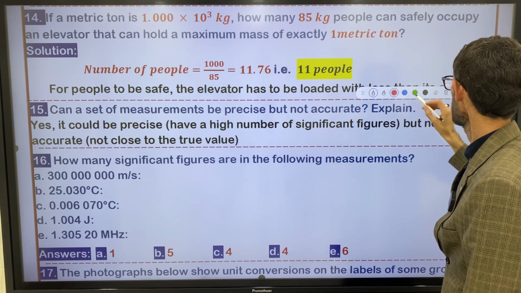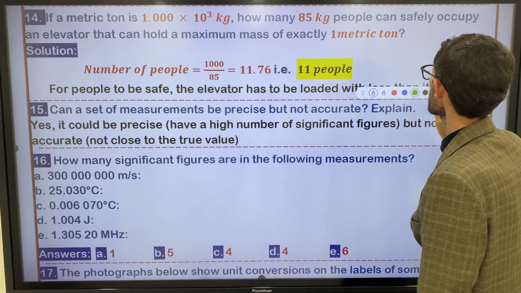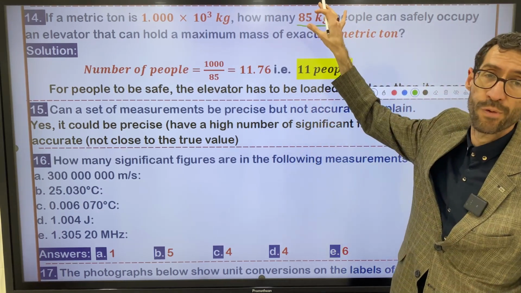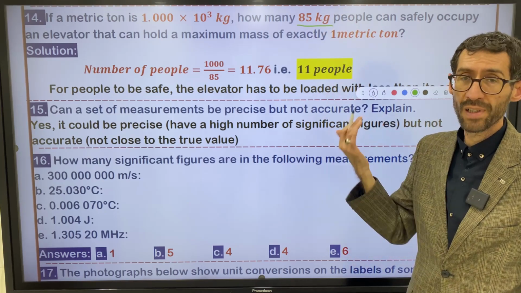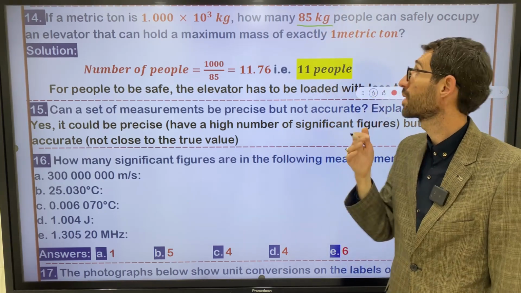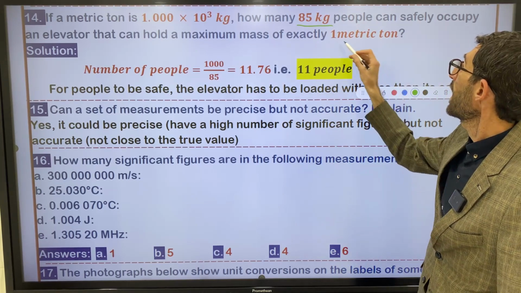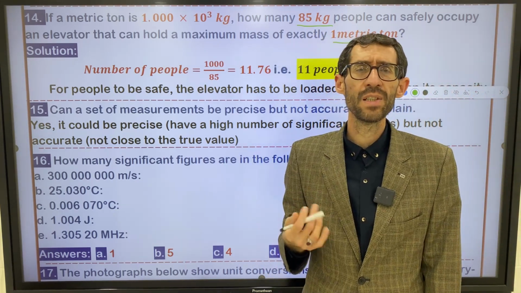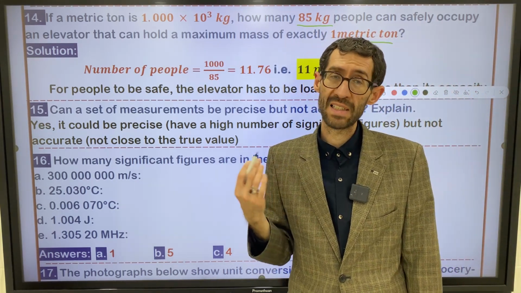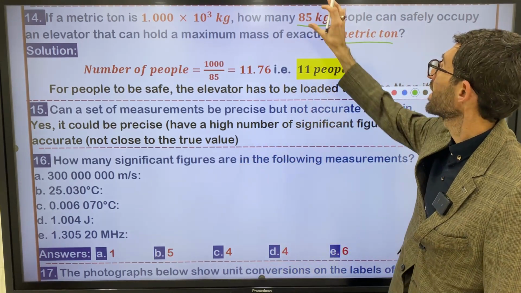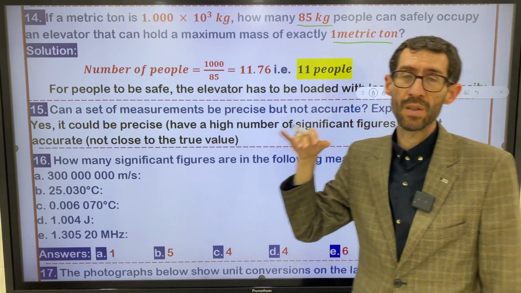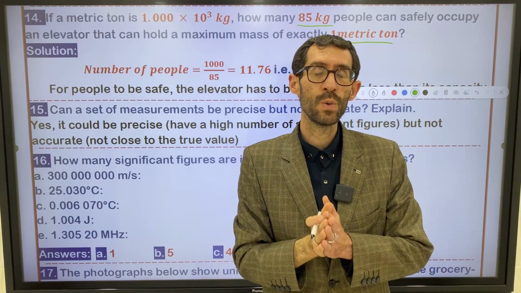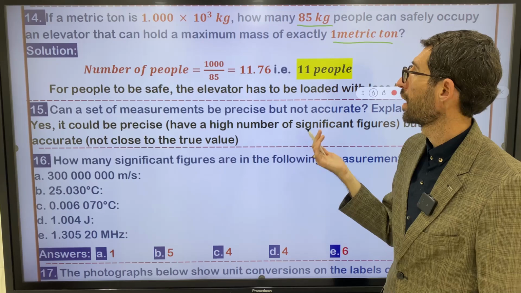The question gave us this information. 85 kilogram means the mass of a person, right? And the capacity of the elevator or lift is 1,000 kilogram. So how many people can enter the elevator without any problem, right?